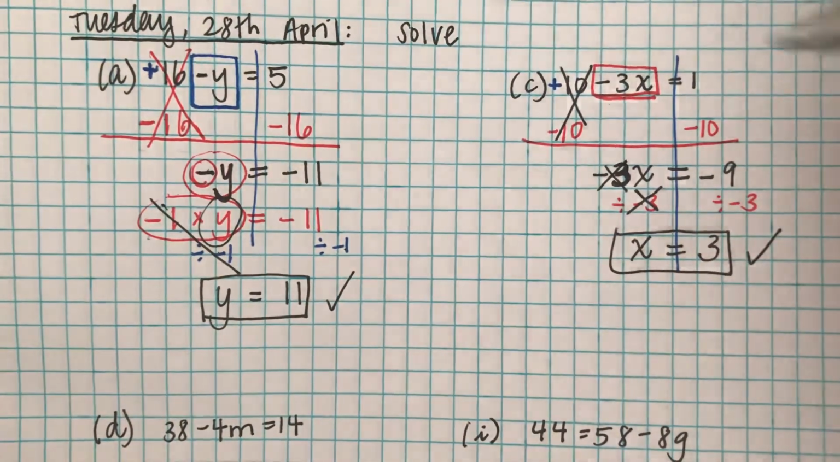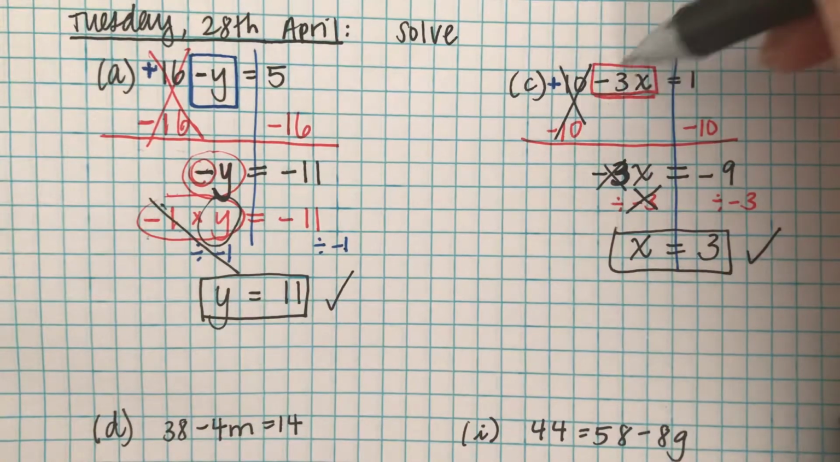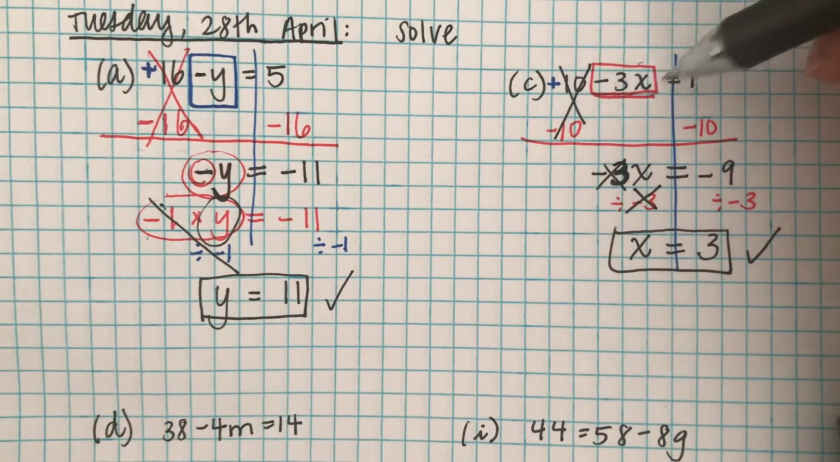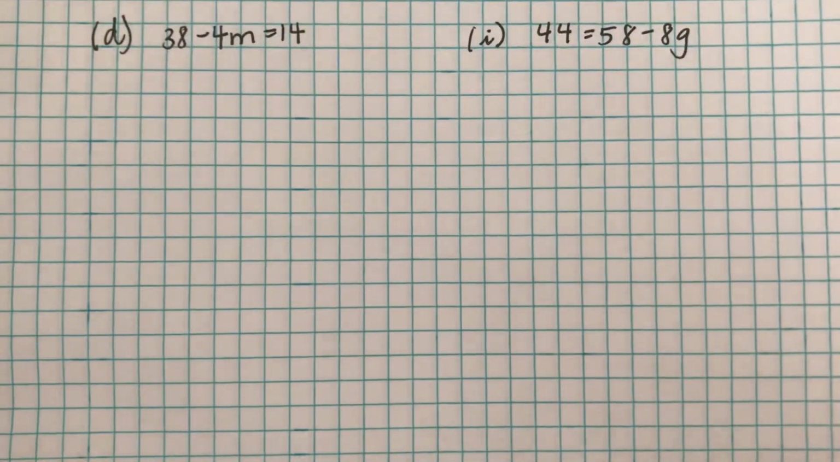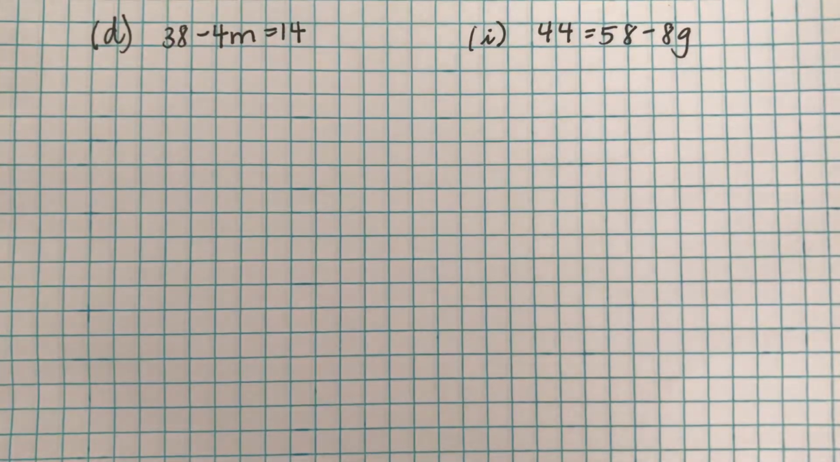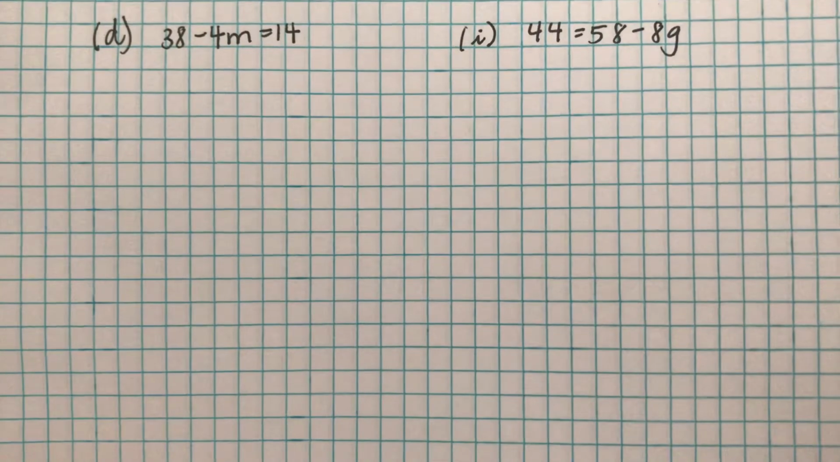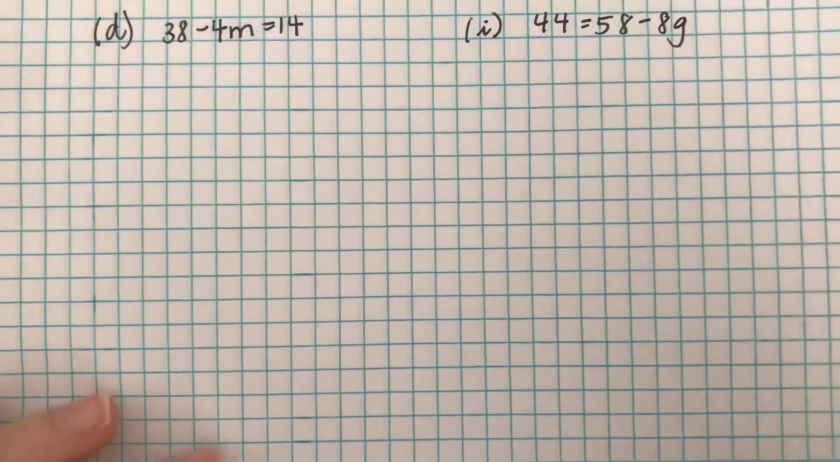Let's double check our answer. We have 10, take away 3 times 3, which is 9. So 10 take away 9 is 1. That's correct. All right. Let's move on to questions D, and then I'll do question I as well, and then you can finish up the rest of that worksheet on your own if you have not already.